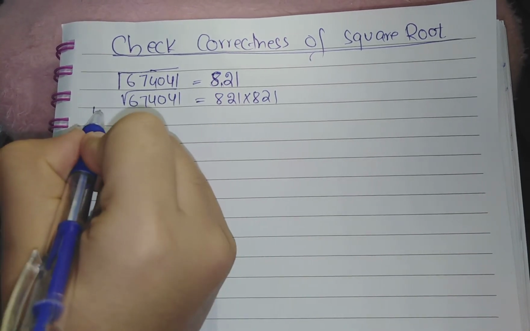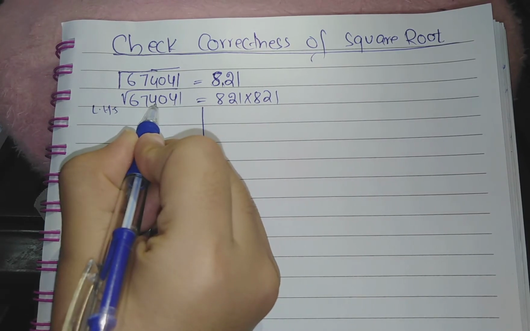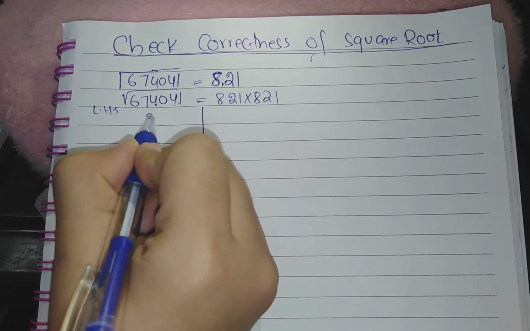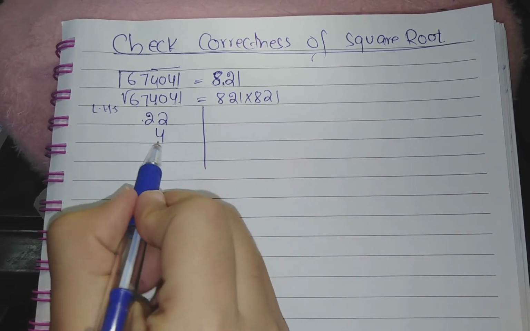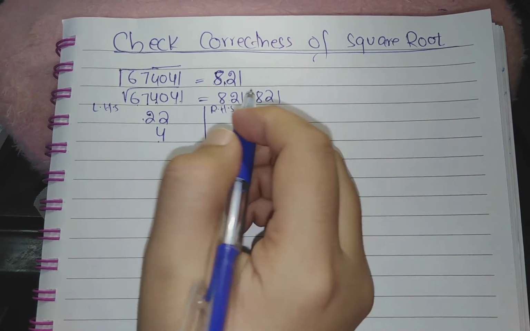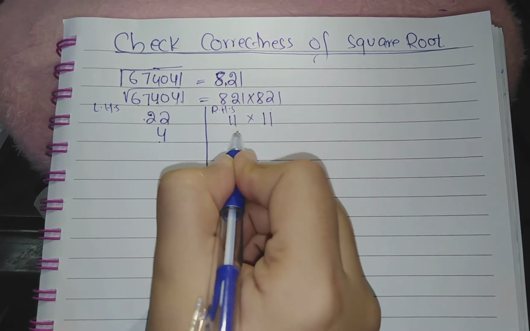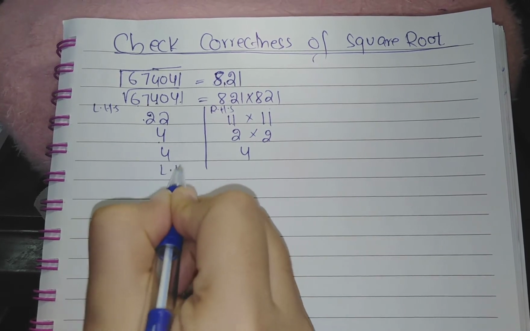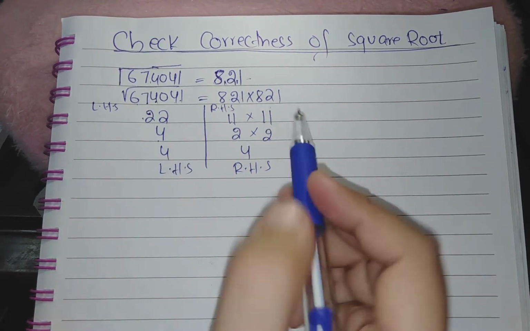First we'll solve the left hand side. 4 plus 4 is 8, 8 and 1 is 9, 9 and 7 is 16, and 16 and 6 is 22. 2 plus 2 is 4. So the one digit answer is 4. Now considering the right hand side, 8 plus 2 is 10, 10 plus 1 is 11, 8 plus 2 is 10, 10 plus 1 is 11. So 1 plus 1 is 2 and 1 plus 1 is 2, so 2 into 2 is 4. So left hand side is equal to right hand side. So 821 is the exact answer of this question.